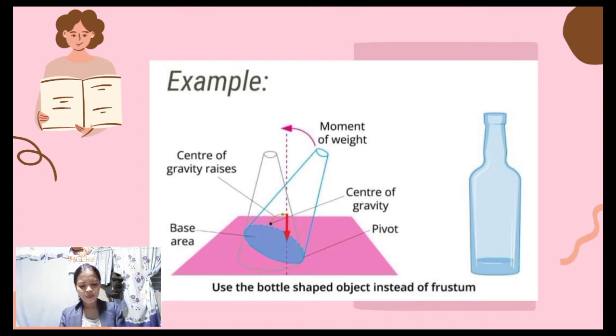So as you can see in the picture, here is the moment of weight on the right side, the center of gravity, and here at the bottom is the pivot, and the left side is the base area, and the center of gravity rises. So now let's move forward to the unstable equilibrium.